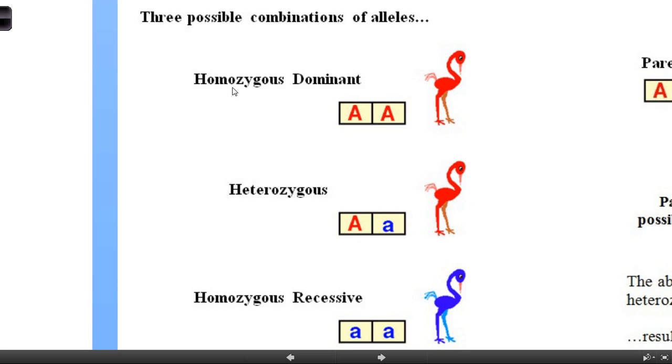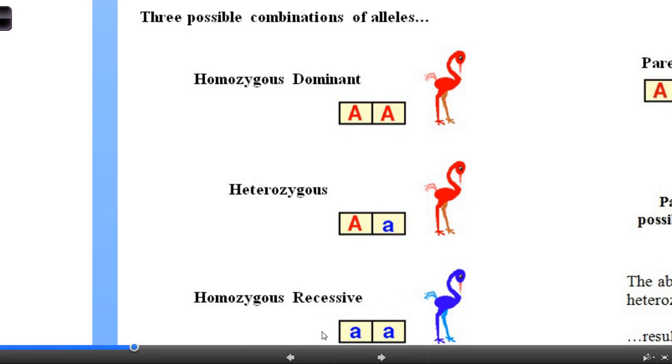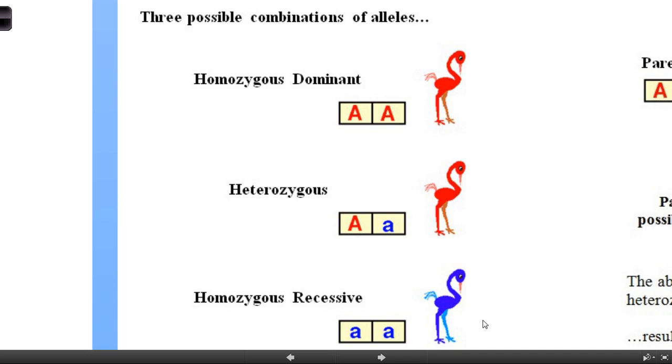So there are three possible combinations here. Homozygous, so homo meaning the same. Homozygous dominant means that you've got two of the dominant allele, in this case two big A's. Heterozygous, hetero meaning different, so in this case we've got different alleles, the dominant big A and the little a. Or homozygous recessive, meaning the same, two of the recessive allele, little a, little a, which in this case is blue.